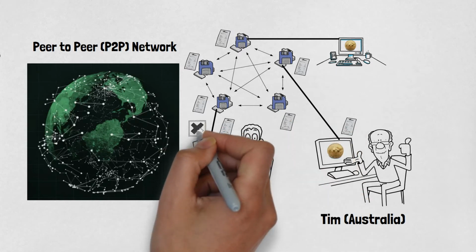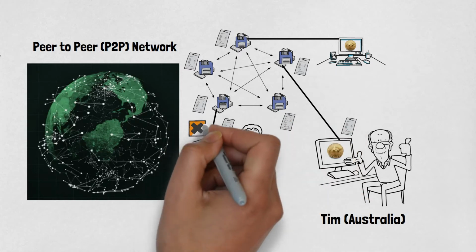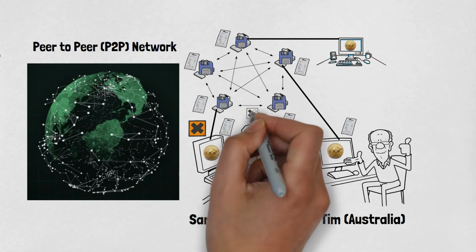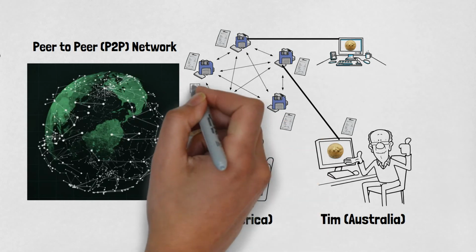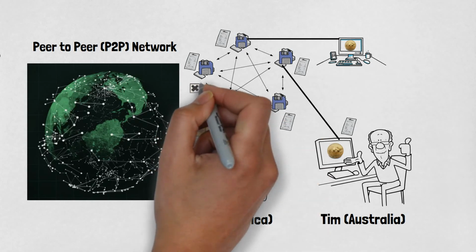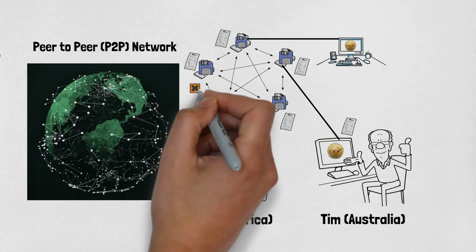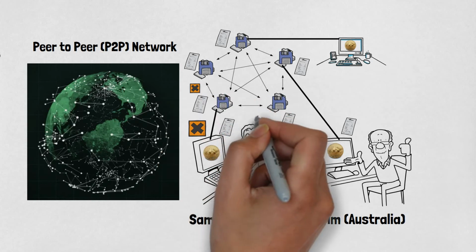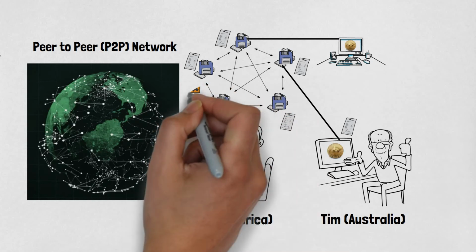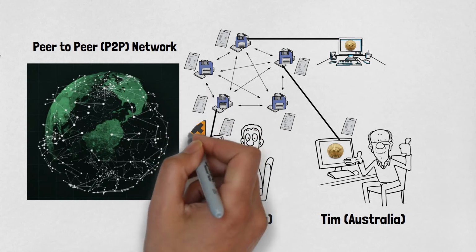So in the case of Sam and Tim's example, if someone tries to tamper with the transaction details in Sam's computer, then while comparing the data with Tim's computer and many other nodes like that, the blockchain will immediately come to know that Sam's data has been tampered with, and that data will be replaced by the original data which was stored in Tim's computer in Australia.